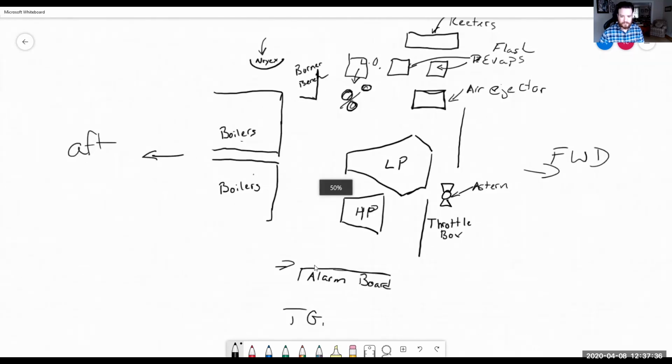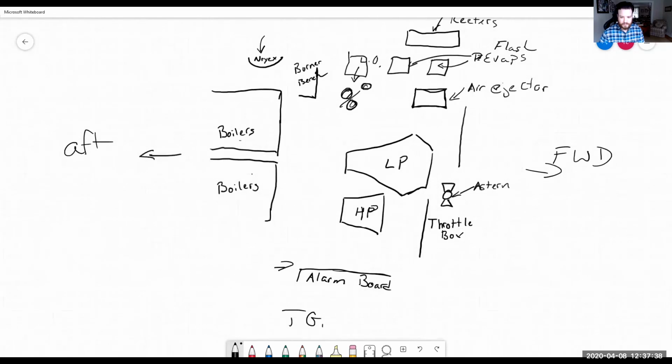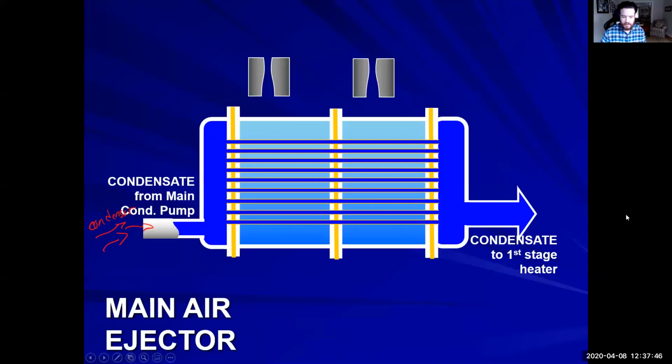So let's go back to the PowerPoint. But always keep in mind when we're talking about these components where they are on board the vessel. All right. Don't just think about something that this is, it's just whatever on the PowerPoint. Because I guarantee you it will affect you.